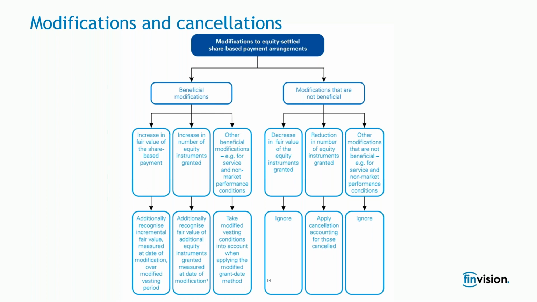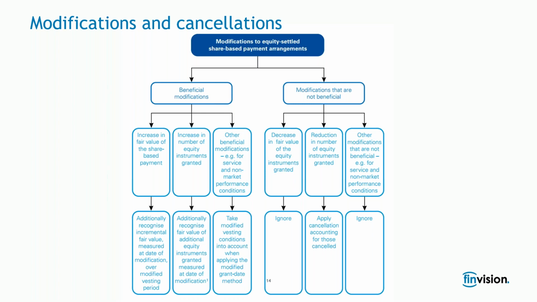What we did not discuss last time were some of these modifications. Usually, if they are beneficial, there's a number of different options here, but the main takeaway is if they are beneficial modifications, you will be accounting for the additional fair value that has been granted to your employees. On the other hand, modifications that are not beneficial, those will be a little bit more rare, where, let's say, it's a little bit unfair to your employees in most cases, but if you decrease the fair value of the option plans they are granted, that would be ignored.